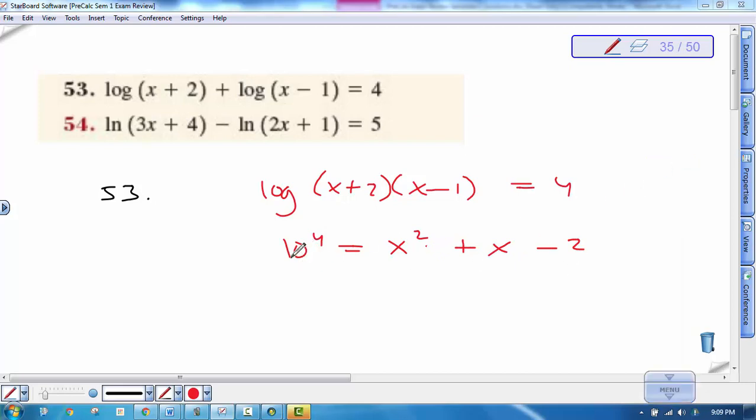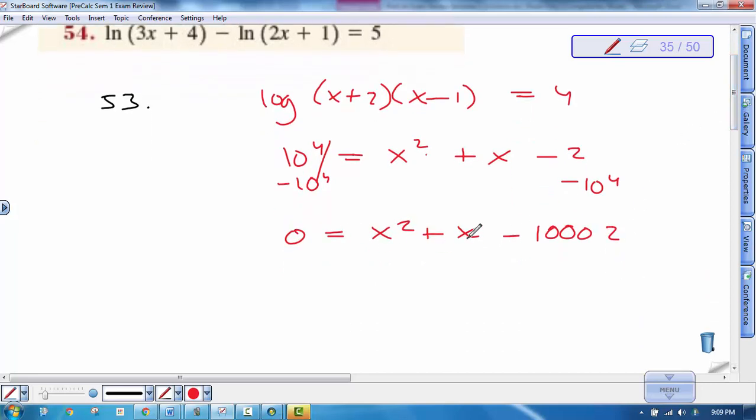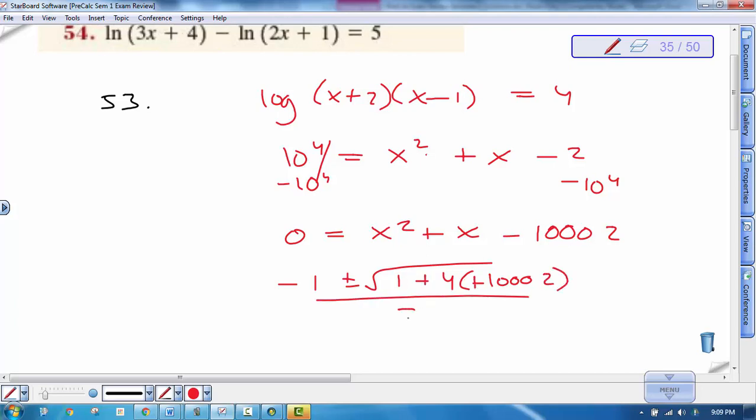Now I've got a quadratic. It's 10 to the 4th. I'm going to subtract from both sides. I know that's a big number, so I'm going to get 0 equals x squared plus x, and this number right here is negative 10,002. So I'm going to have to use the quadratic formula on this now, which is opposite of b, plus or minus the square root of b squared minus 4ac. These double negatives go positive, all over 2a, and I'm going to get a couple decimals here for my answers.